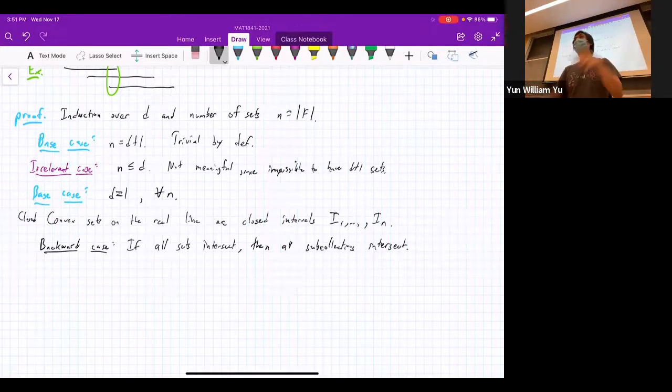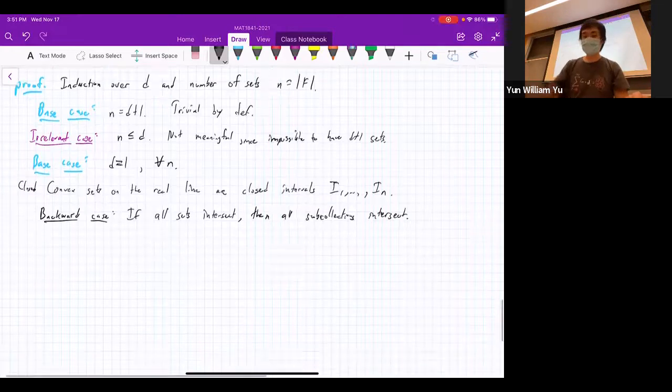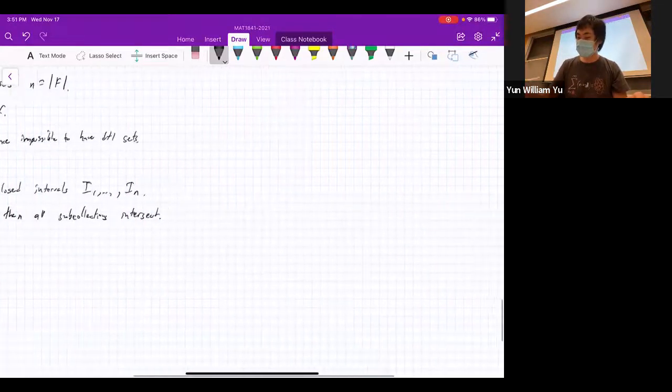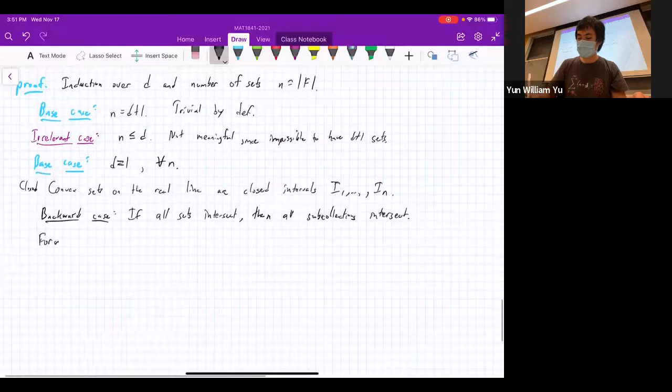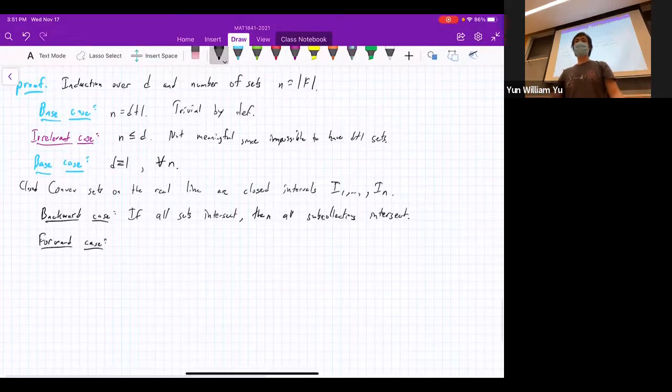The important case is the forward case: if all groups of d plus one intersect, then so do all of them. So the forward case is the one that's interesting. I'm back. So let's talk about the forward case. If d is equal to one, then all we're saying is that every pair of sets intersect, right? So the forward case is where every pair of intervals intersect.